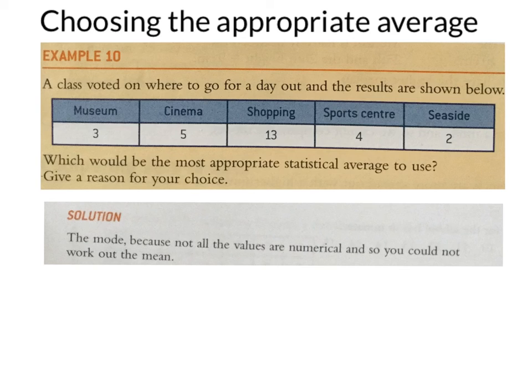Okay, example 10. We have a class voted on where to go for a day out, and the results are shown below. Which would be the most appropriate statistical average to use, and give a reason for your choice. Even though there's numbers here, the actual variable is seaside, sports centre, shopping, cinema, and museum. They're not numbers. They're a quality, or they're a thing. So you can't get the average of cinema and shopping, or museum and cinema, for example. So the one to go for there is the mode, the most popular, most common, which would be shopping.